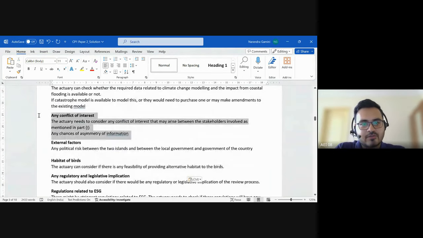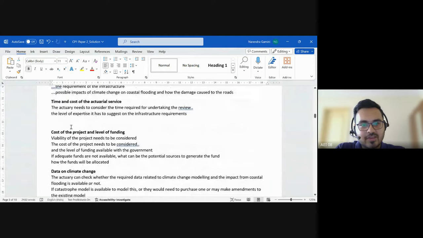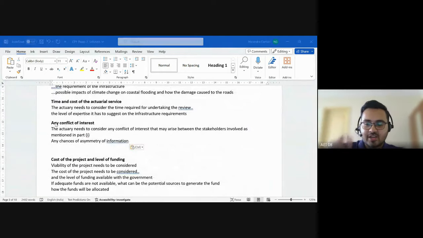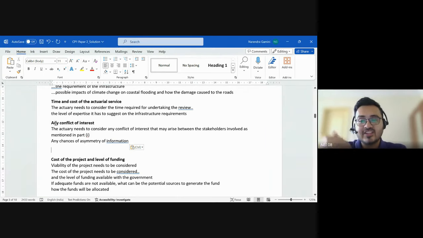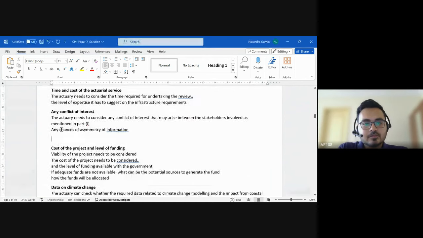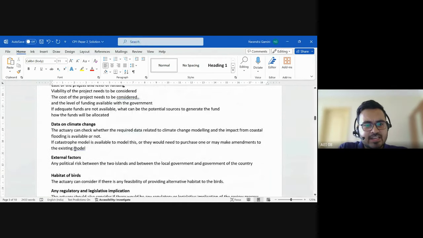Conflict of interest should be upfront because again, it is a technical point. Whether there is any conflict of interest, you need to identify that immediately. Within conflict of interest, you should also write about what those conflicts of interest are, and what the mitigating factors are. All of those things need to be done before you start the project itself. Whether it can be mitigated rather, if not the mitigating factors, at least identifying whether or not it is possible to mitigate them. Cost of the project, funding level, data on climate change.